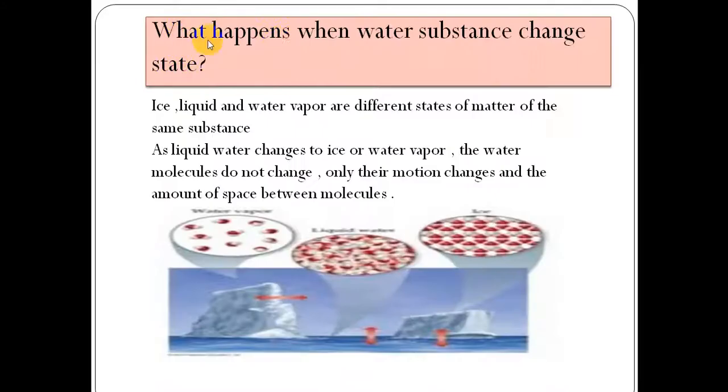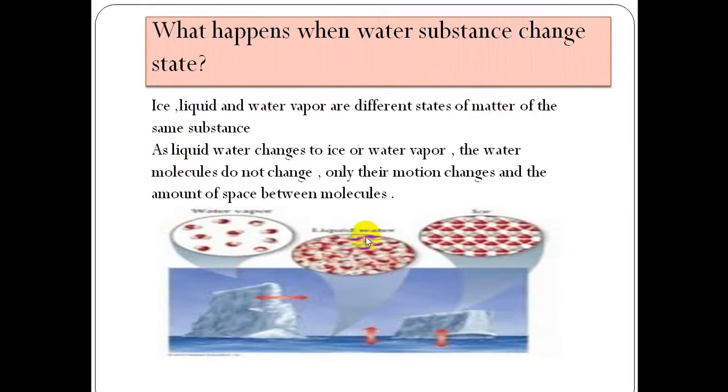Okay, so what happens when water substance changes state? As we see here in this picture, we have the three states of water. We have here the gas in the air, we have the liquid in the water down in the ocean, and we have the solid in the ice. So what happens to the water substance as it changes from one state to another? Ice, liquid and water vapor are different states of matter of the same substance.